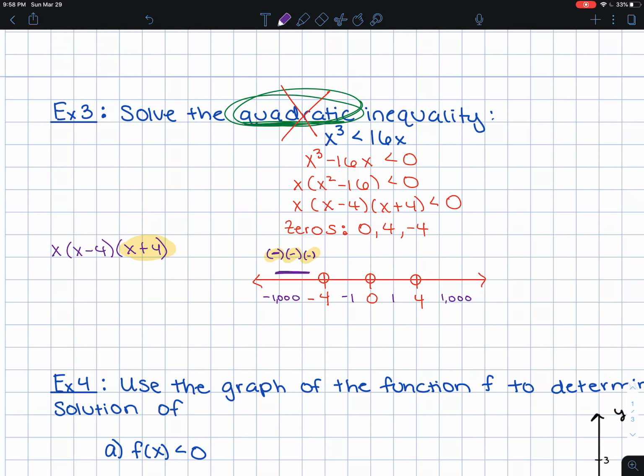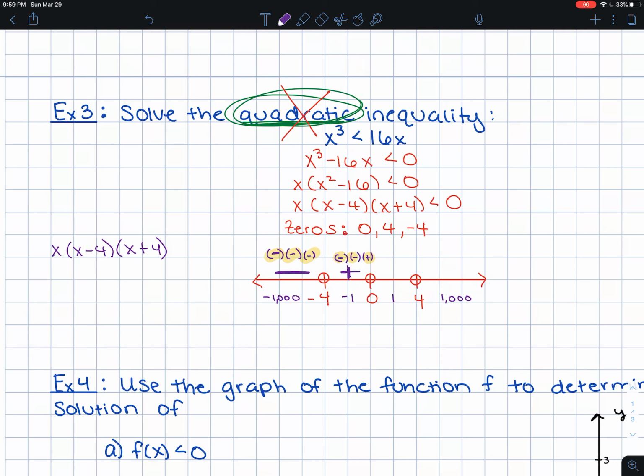Let's move on to the second interval, negative 4 to 0. So once again, I'm going to plug in the negative 1 into my first factor, which is just x. So it's just a negative. Then plug in the negative 1 into the second factor, x minus 4. So negative 1 minus 4, that's negative. And then finally plug in the negative 1 into the x plus 4 factor, and that gives us a positive. Negative times a negative is a positive, times a positive, we get positive solutions.